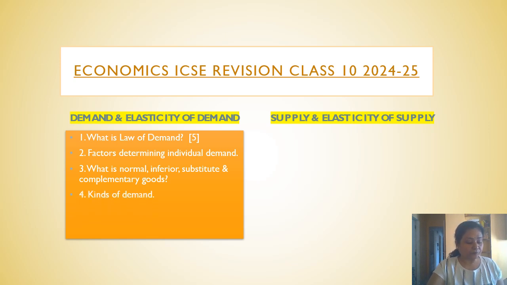And kinds of demand. Here the question that I have given is kinds of demand. So say for example, for 2 marks each, you're going to explain what is joint demand, direct demand, composite demand, cross demand, income demand, and price demand. These are the types of demand. You're going to understand and write examples. You have to write examples in that.